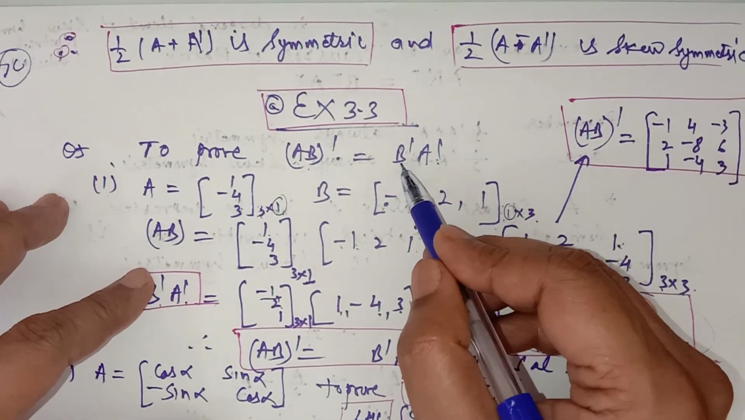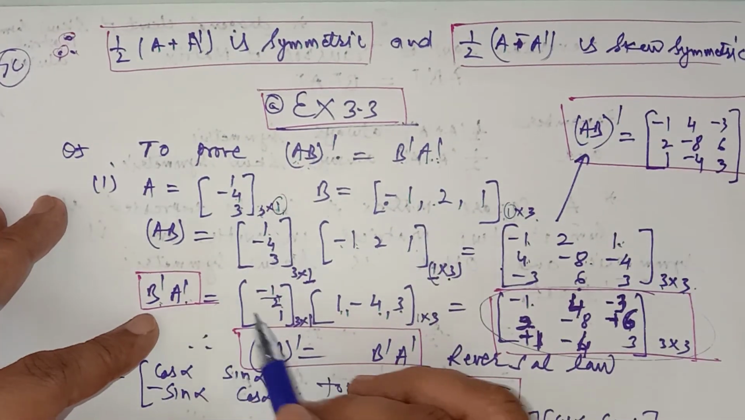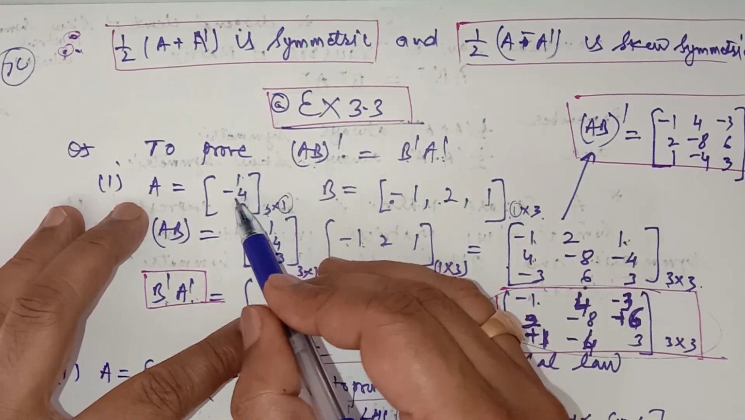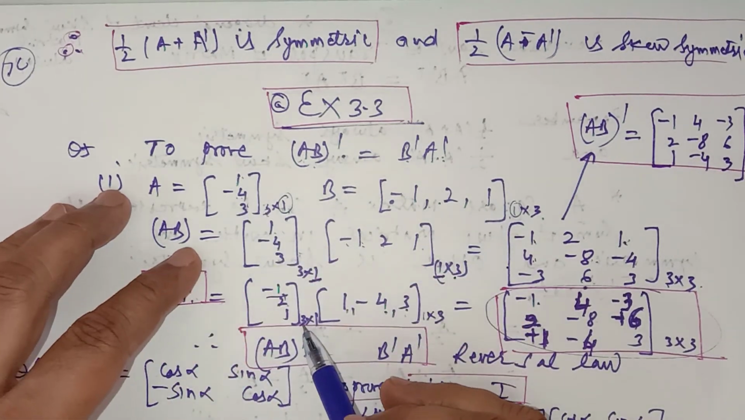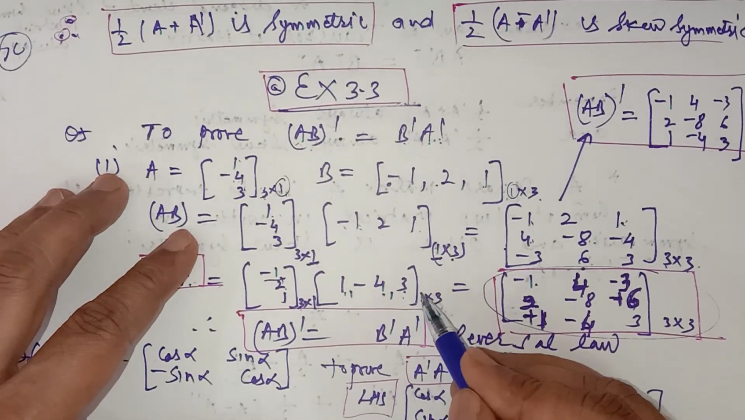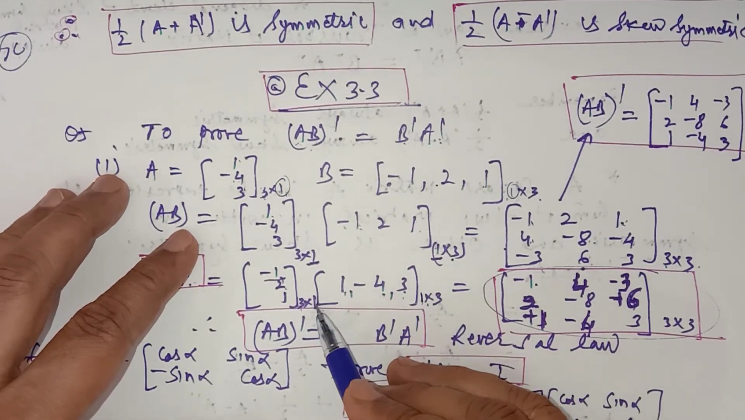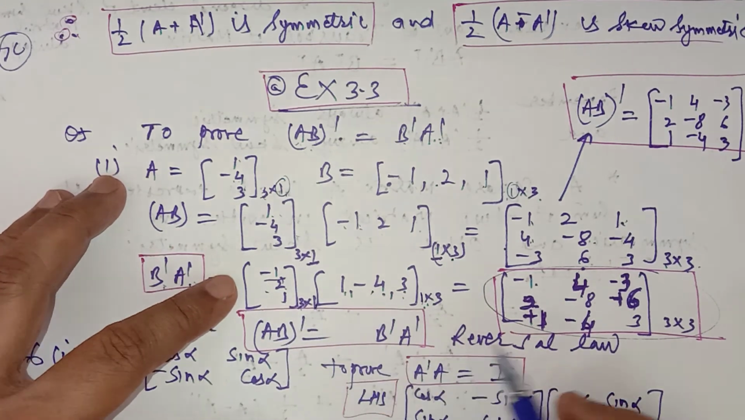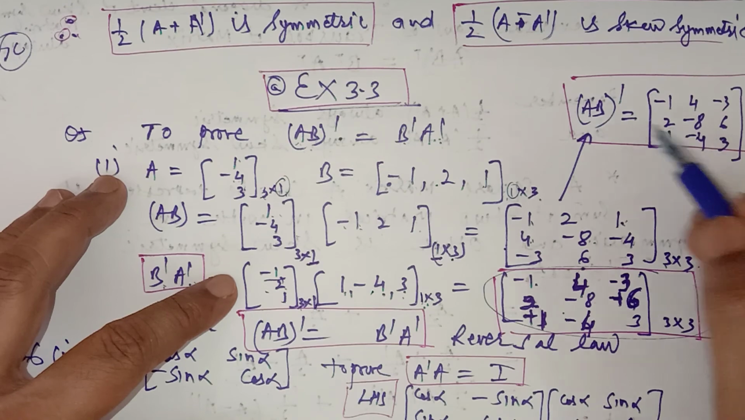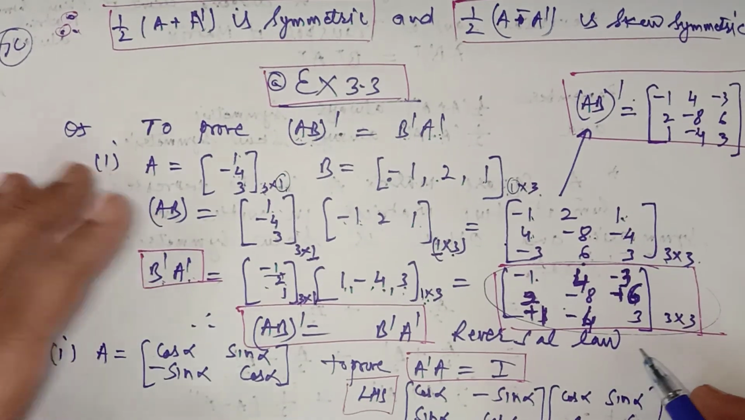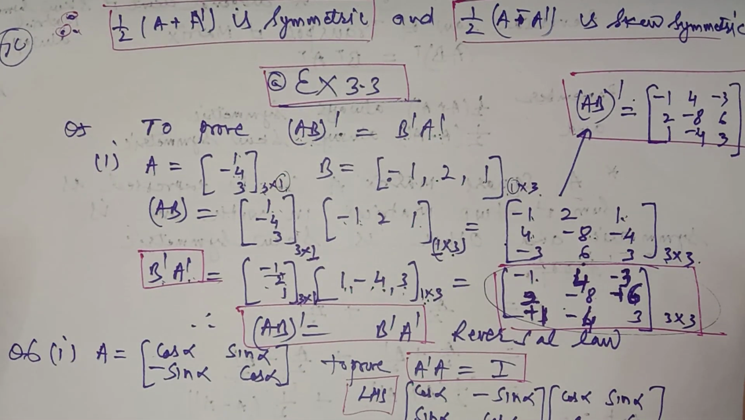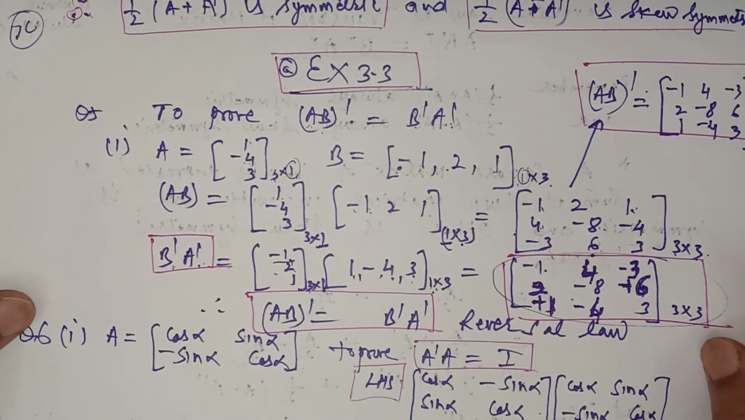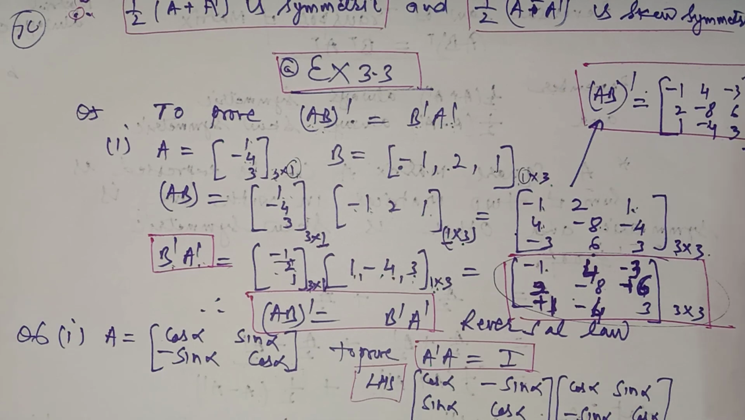Now on the right hand side, B transpose into A transpose. So make the transpose of these. 1, 2, 1 will become a column, and 1, minus 4 will become a row. The order of this matrix is 3 by 1, and the order of this matrix is 1 by 3. So we can easily multiply it because the number of columns of this is equal to the number of rows. So multiply these two, you know how to multiply, and this is coming out to be the same as (AB) transpose. So we can say that (AB) transpose is equal to B transpose A transpose, which is the reversal law. You can do it very well if you know the multiplication of matrices.